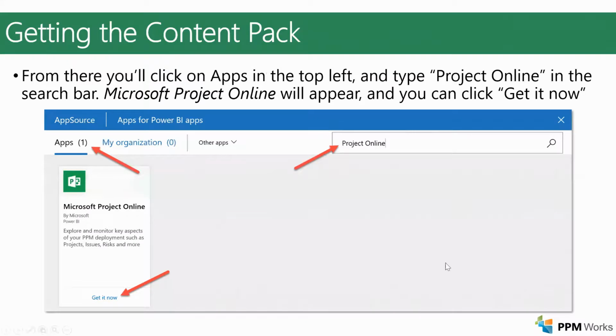And then you'll click on apps, and just like you would in the iPhone store or the Microsoft store, you'll type what the application is called, or even a variation of what you think the application is called. If you just type project here, you're going to get a few more selections, but Microsoft Project Online is what is going to show, and that's the content pack to which we are referring, okay? So then you'll be able to just click Get It Now.